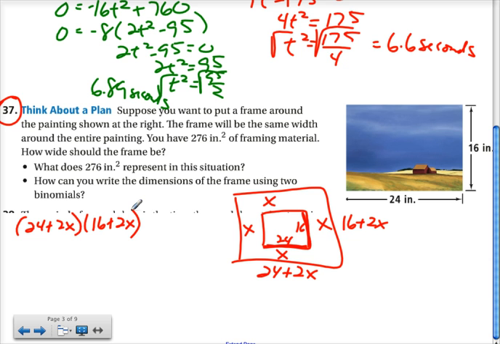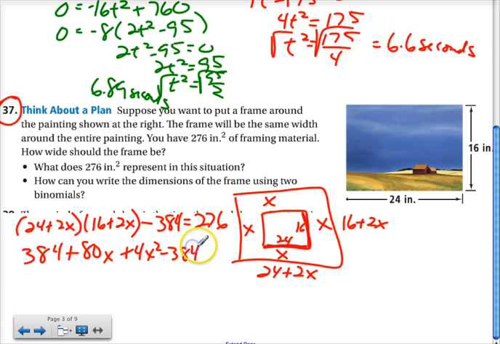But we're not going to put a frame over the picture, so we have to subtract the area of the picture, which is 16 times 24, or 384. And all of that needs to come out to their 276 square units. Well, then you go ahead and do your FOIL on these two in front here. And we have 384 plus 80x squared, or I'm sorry, plus 80x, plus 4x squared, minus 384 equals 276. So kind of interesting that the 384s drop out. And we have 4x squared plus 80x, and then we move that 276 over and set that equal to 0.